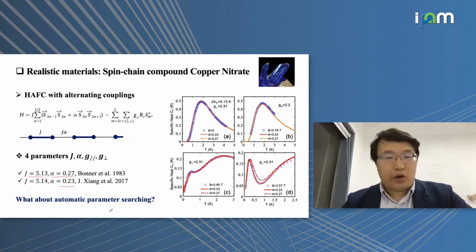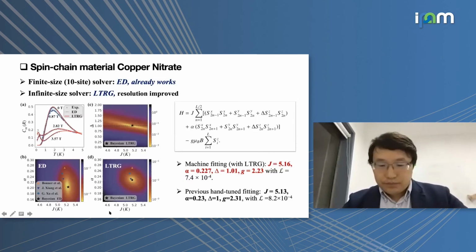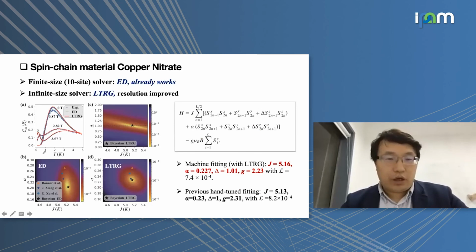So how about our automatic parameter searching? In this plot, we show our results. We fit the specific heat under varying magnetic field, and our ED solver on Tensor again can already give us surprisingly good results. We find that the coupling J is 5 Kelvin. That's actually quite accurate. The alpha, on the other hand, has larger uncertainty, right? But it's still reasonably good.